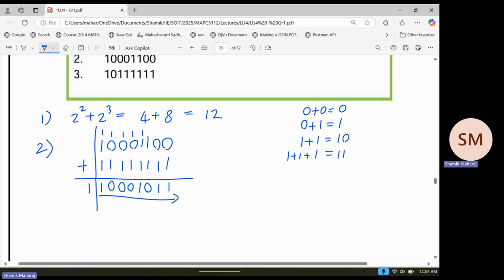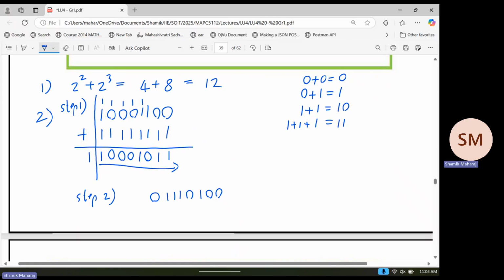Step 2 is to invert all the digits. So that we can do. Maybe I should write here step 1. That was step 1. Step 2 is inverting the digits. So I'll just write here 0, 1, 1, 1, 0, 1, 0, 0. Okay, step 3 was to convert this to a decimal number. So we can do that. Convert that to a decimal number. For that, we will get 2 to the power 0, 1, 2, plus 2 to the 4, plus 2 to the 5, plus 2 to the 6.